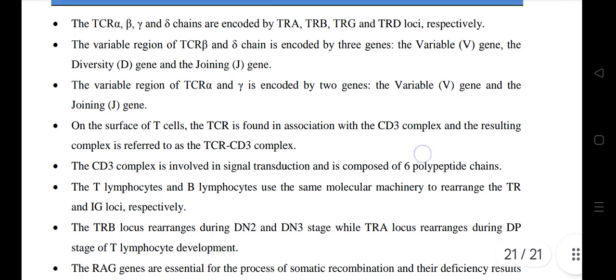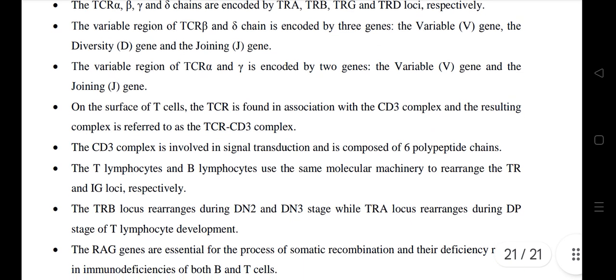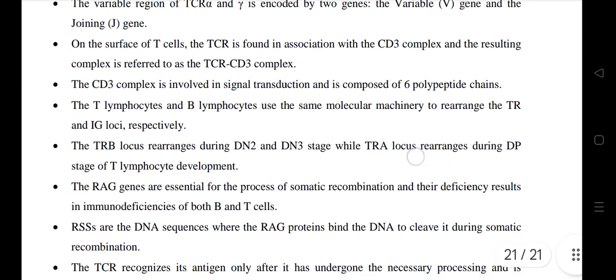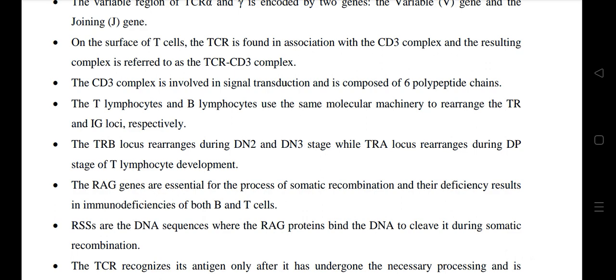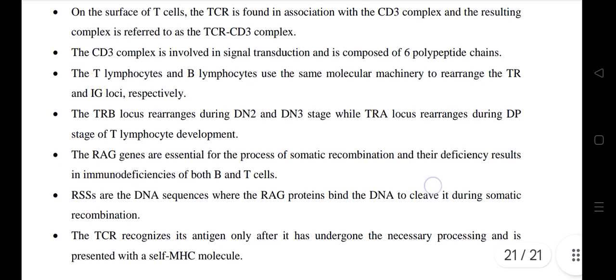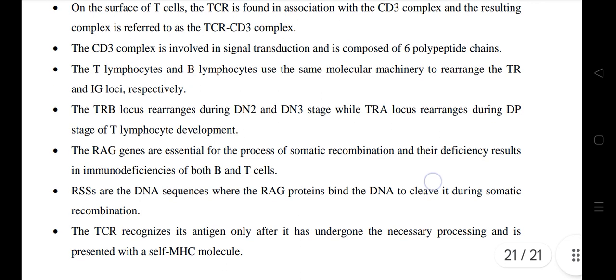the joining gene. On the surface of T cells, the TCR is found in association with the CD3 complex and the resulting complex is referred to as a TCR CD3 complex. The CD3 complex is involved in signal transduction and is composed of 6 polypeptide chains. The T lymphocyte and B lymphocytes use the same molecular machinery to rearrange the TR and IG loci respectively. The TRB locus rearranges during DN2 and DN3 stage, while TRA locus rearranges during DP stage of T lymphocyte development.